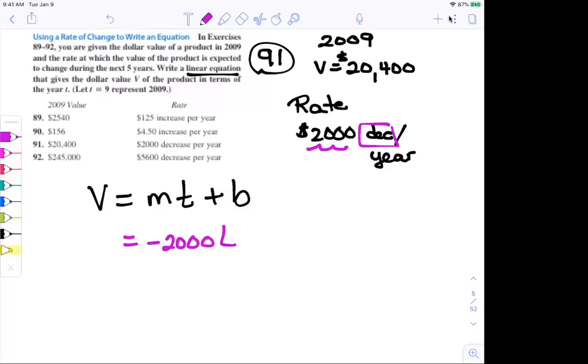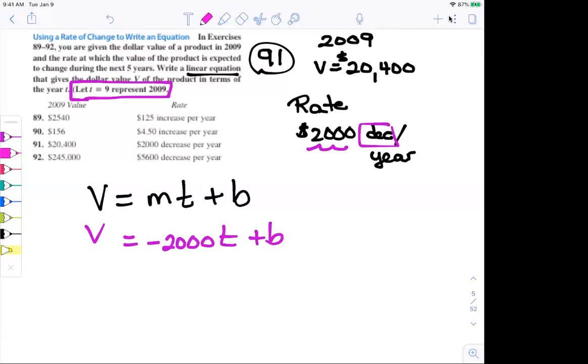For the y-intercept, I guess I could have plugged in 20,400, but instead of that, I multiplied the negative 2,000 by 9 because you need to find what it was at the beginning. And then I subtracted that from the value of 2009. Which is actually exactly what you were just saying. You were just doing it more logically by using the equation.